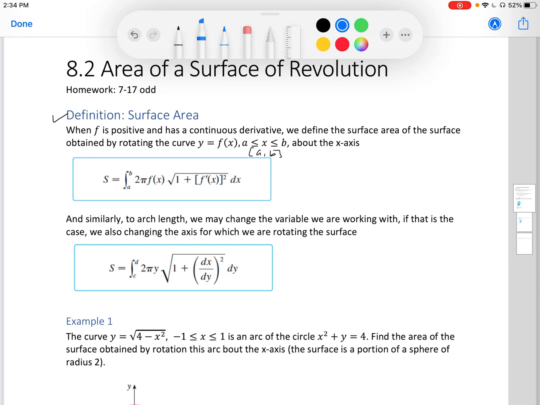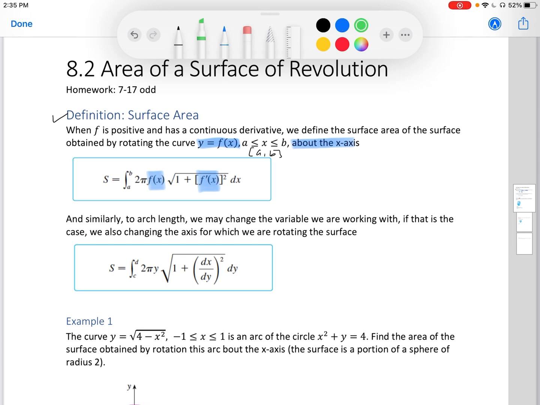If we're following these rules, where we have y equals, in other words, it's in terms of x, we're rotating about the x-axis. In such case, our formula is S equals the integral from b to a of 2 pi f of x, that's our function, times the square root of 1 plus f prime, our derivative, squared dx.